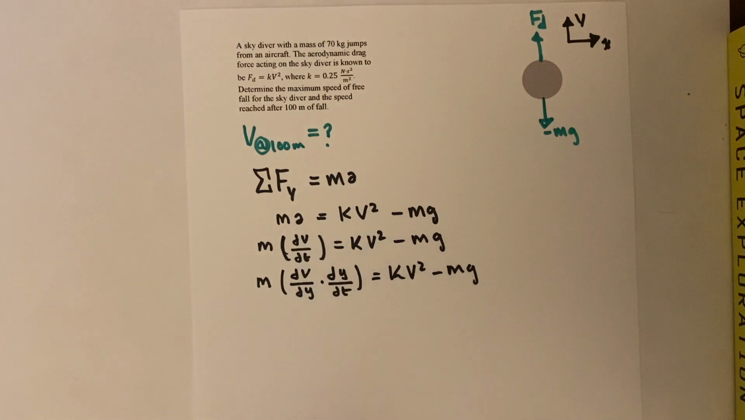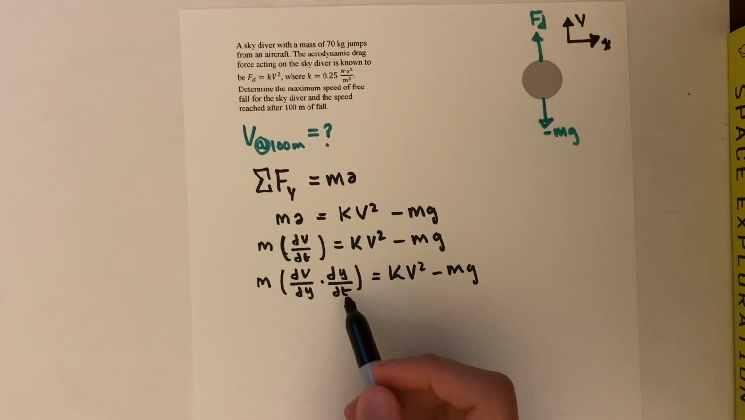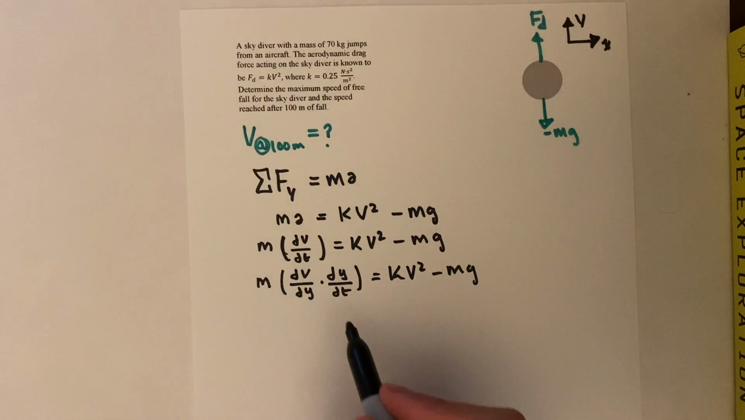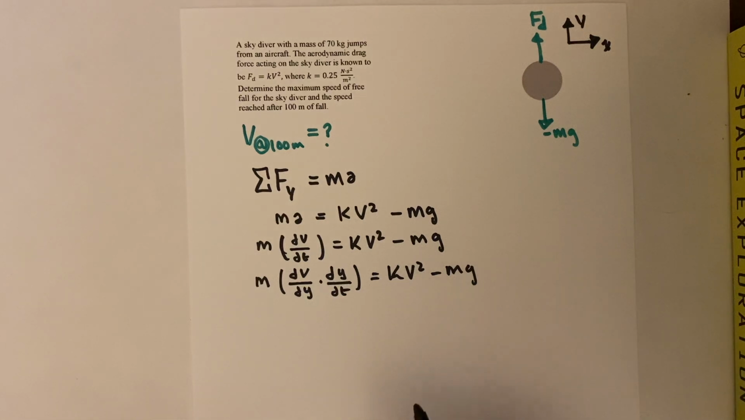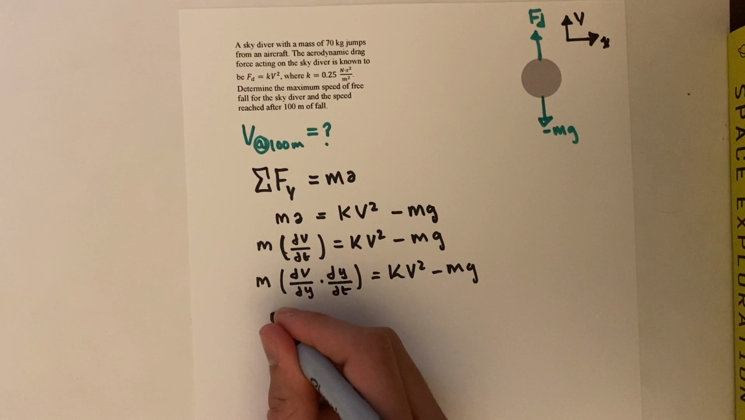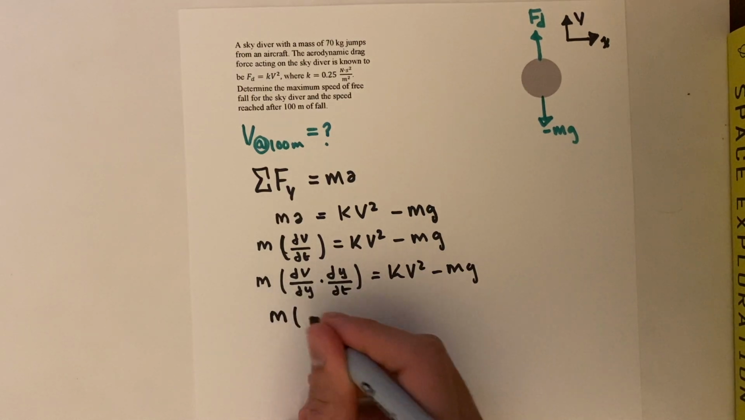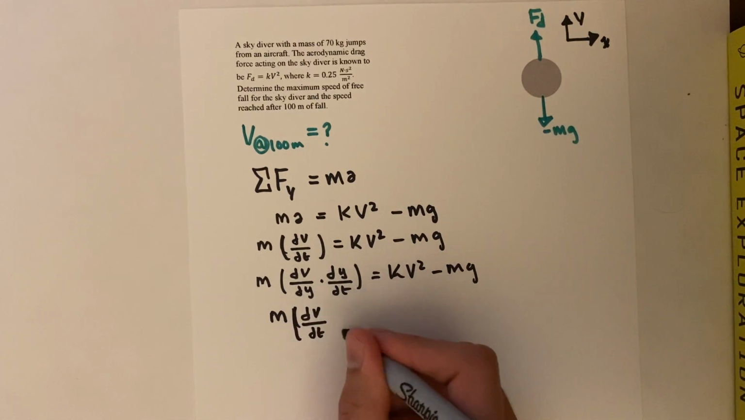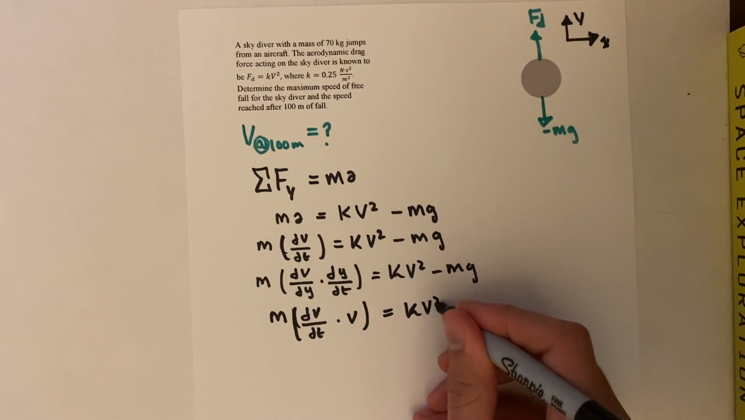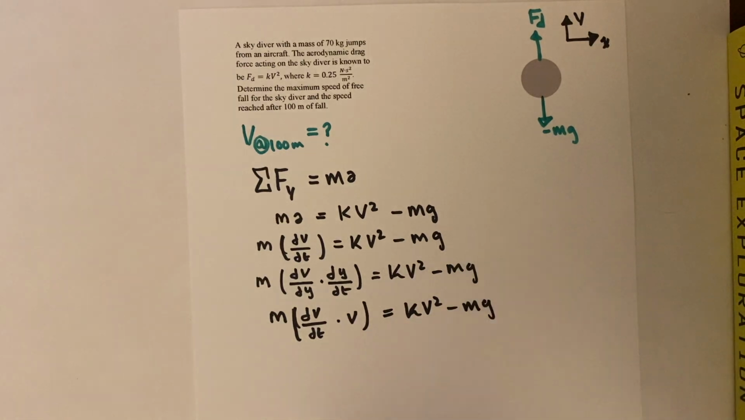and that is just equal to acceleration. Now, what we could do is reduce this term, dy dt, because all it's saying is the change in position over time. Well, that's just velocity, right? Because dy is in meters and dt is in seconds, so that's meters over seconds. That's just v. So we could say m dv over dt times the velocity is equal to our drag force minus the gravitational force.